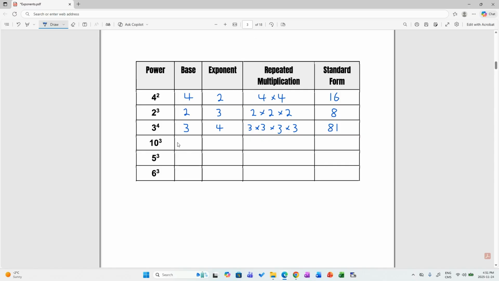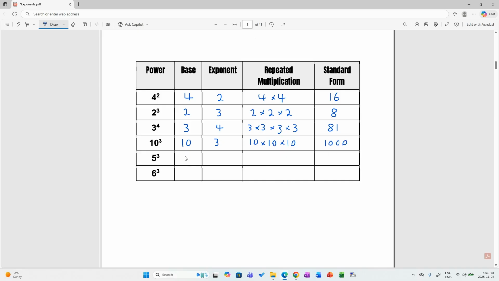Now I have 10 to the power of 3. My base is simply 10, and my exponent is simply 3. So because the exponent is 3, it means I must multiply 10 by itself 3 times. So 10 times 10 times 10. In this case, the answer would simply be 1,000.